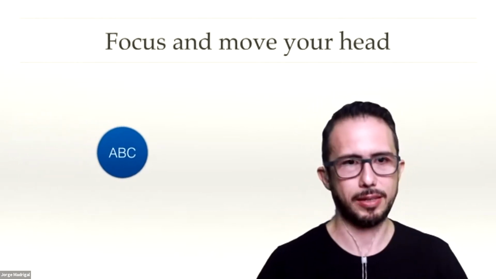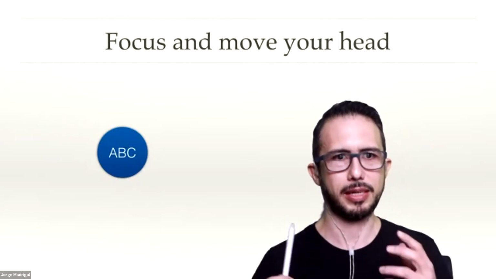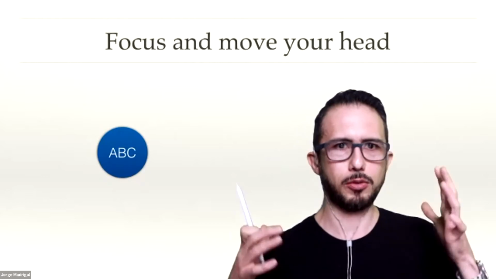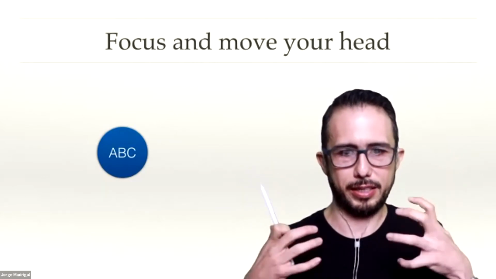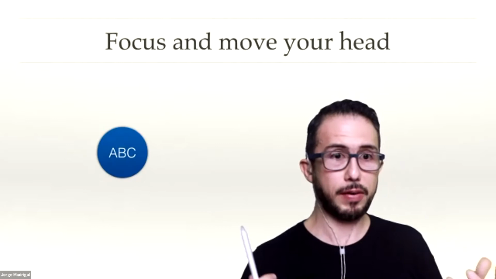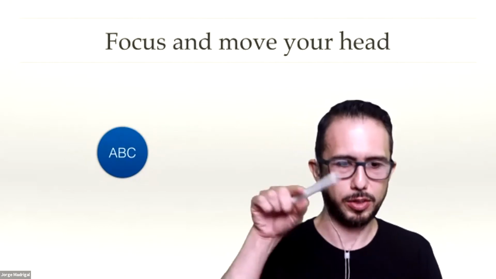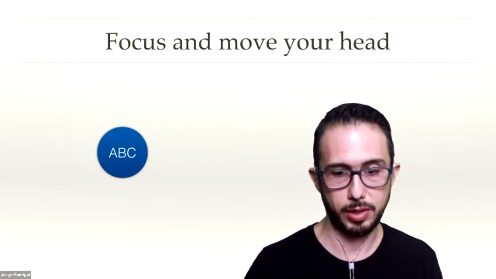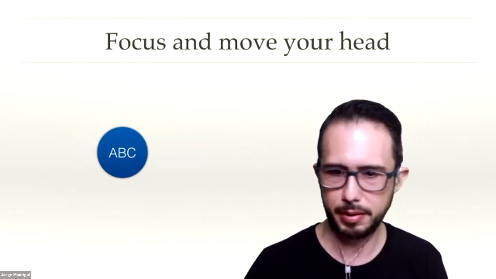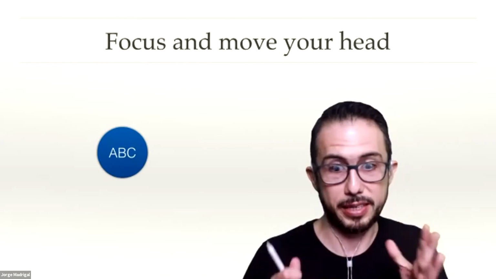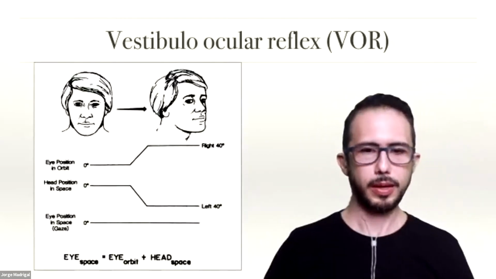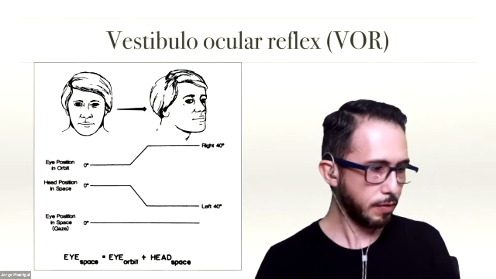And that's the main reason that our patients, when they don't have a good vestibulo-ocular reflex, usually try to get very steady, very stiff. If you have a normal vestibulo-ocular reflex and you see this ABC letter and you move your head to the right and the left, you will notice that you can move your head very, very quickly, and the ABC letter stays very focused. So we have this vestibulo-ocular reflex.